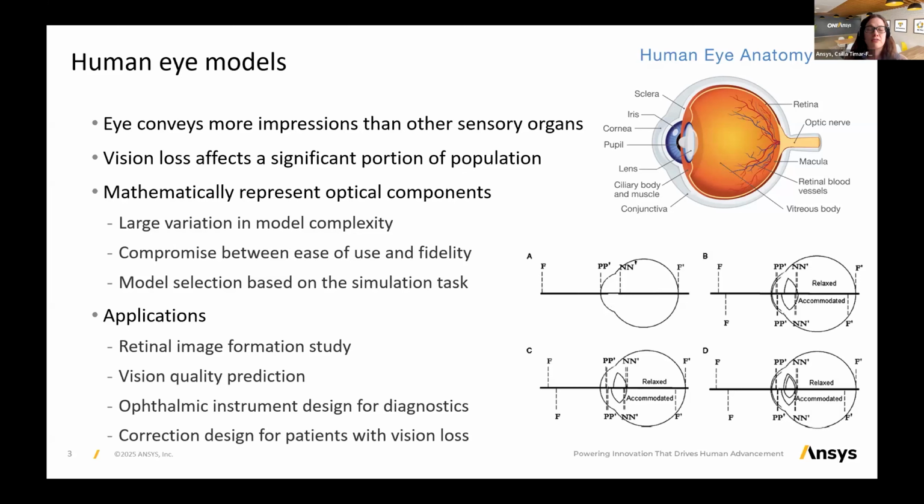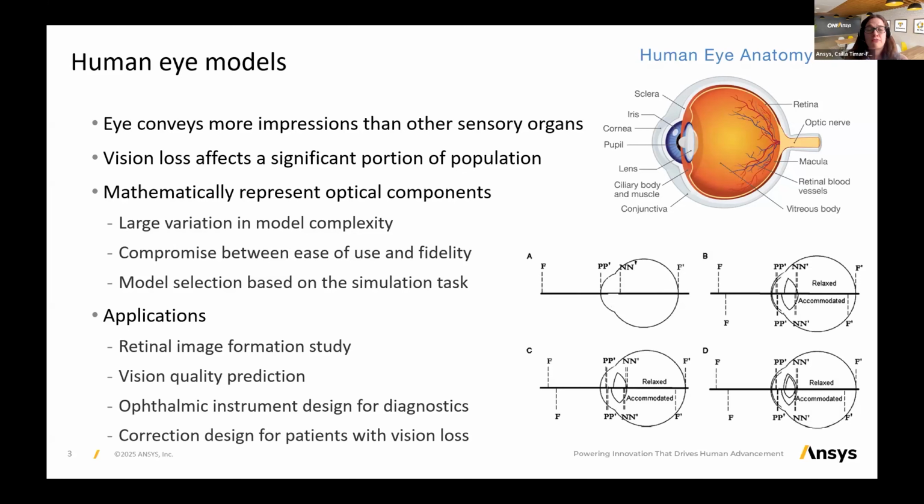In that case, our goal is to mathematically represent the optical components of the human eye. And due to the large complexity of the eye itself, there's a large variation in the model complexity which exists in the literature. There's models ranging from simple paraxial ones, including just a couple of surfaces, to really complex models, including aspheric surfaces, as well as gradient index materials. But there's no model which fits every purpose or every eye. Rather, the model needs to be fitted to the simulation task, which in fact can be quite diverse.